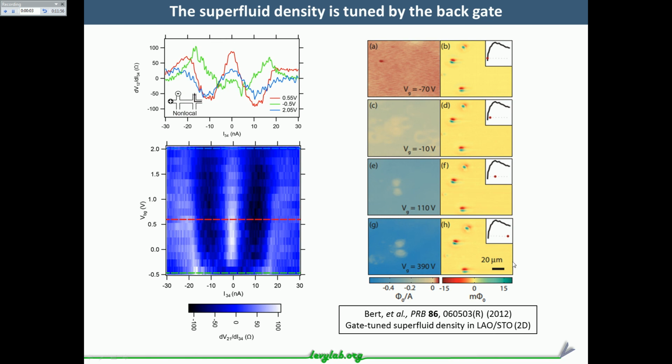In a paper published in the last year, scanning SQUID measurements imaged the superfluid density in LAO/STO. This is showing basically that the superconductor is inhomogeneous and it can be tuned with backgate voltage.